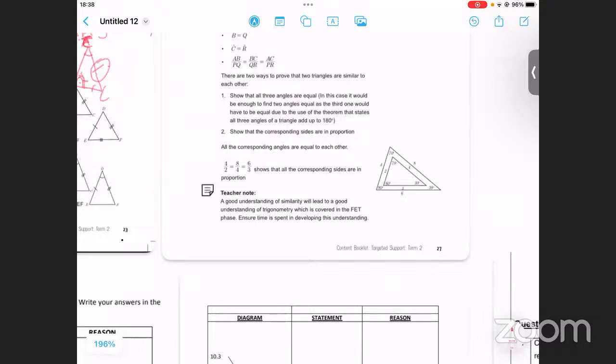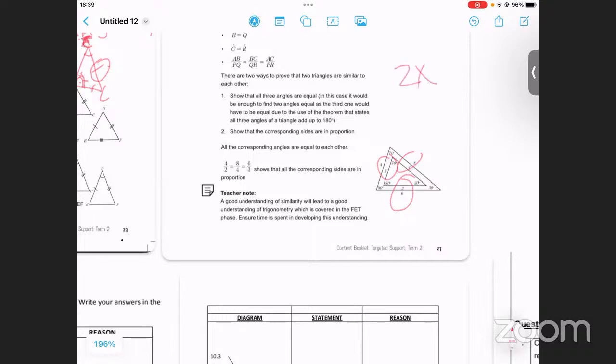The second one says, show that the corresponding sides are in proportion. So the angles are the same, but the sides are in proportion. All the corresponding angles are equal to each other, and for the sides we have 2 and 4, 3 and 6, and 4 and 8. It seems like all the lengths of this smaller triangle have been multiplied by 2.